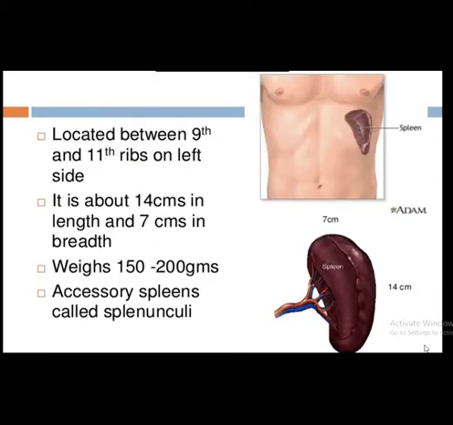Located between the 9th and 11th ribs on the left side, it is about 14 centimeters in length and 7 centimeters in breadth, and weighs about 150 to 200 grams. Accessory spleens are important in splenectomy, which we will discuss later.